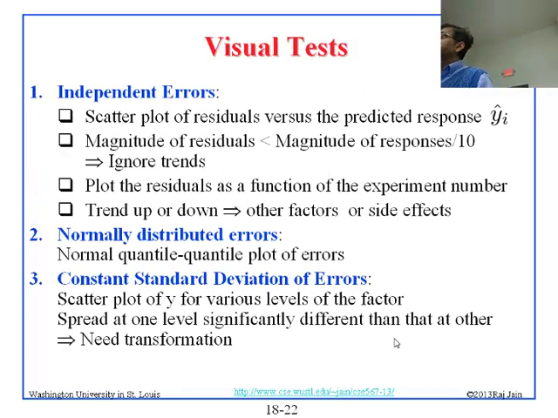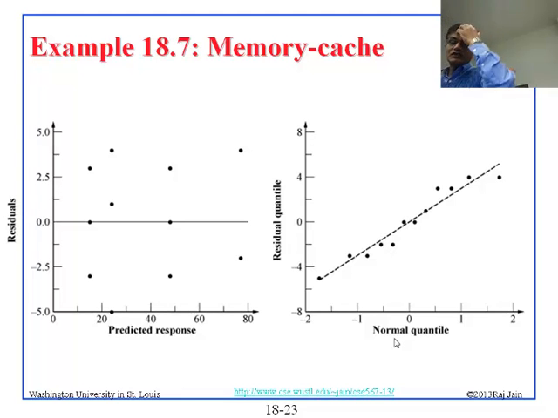So how do we verify independent errors? Scatter plots of residuals versus the predicted response, and then we look at the magnitude. If the magnitude is small, we are happy. If they are large, then we worry about the trends. We can also plot the residuals as a function of the experiment number, and we can see the trends. Normally distributed, we use the quantile plot. Constant standard deviation, we again look at how the spread is. So this is what we do for this study.